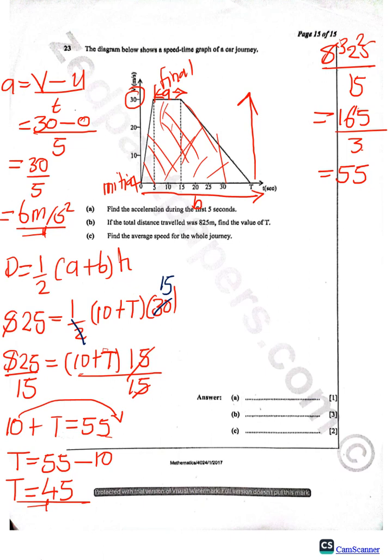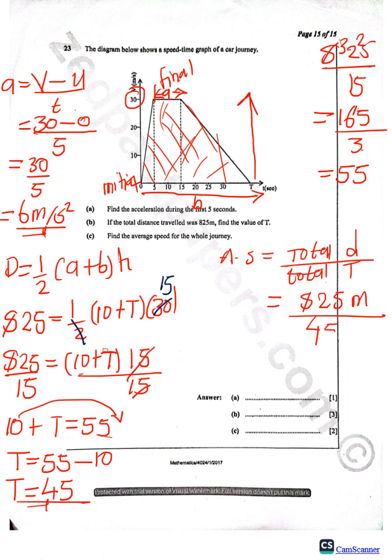Find the average speed for the whole journey. So average speed is equal to total distance divided by total time taken. The total distance is 825, over the total time taken, which is 45. Let's reduce. 5 into 825 is 165, over 5 into 45 is 9. We can still reduce. 3 is common. 3 into 165 is 55, over 3 into 9 is 3.